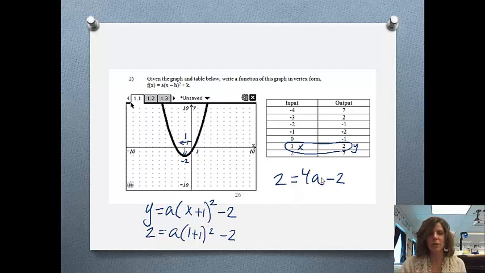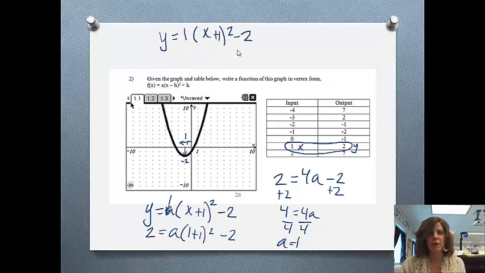I'm going to again just solve this for a, so I'll add 2 to both sides, and I'll get 4 equals 4a, then we'll divide by 4. I get, once again, a is equal to 1. So the 1 goes there, and I'm just going to rewrite my equation. y equals, my a was 1, and then I still have x plus 1 squared minus 2.